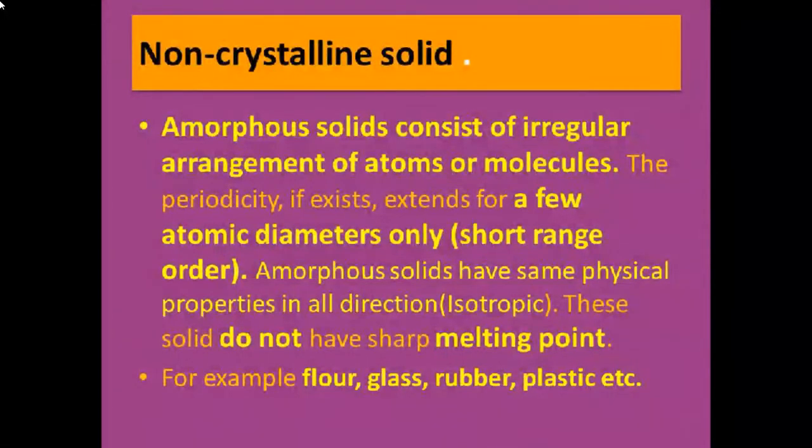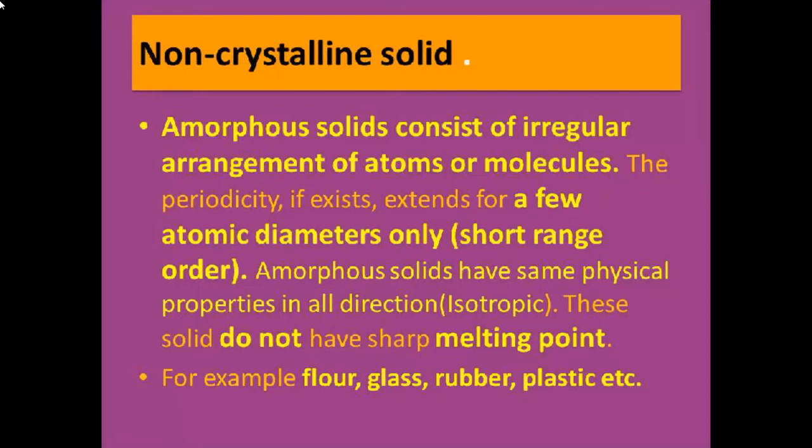On the other hand, amorphous solid consists of irregular arrangement of atoms or molecules. Amorphous solid means the molecules and atoms are not arranged in a regular or periodic pattern. It is the irregular arrangement of atoms or molecules. And the periodicity, if it exists, extends for a few atomic diameters only. If there is a periodicity, then it extends only to a certain atomic diameter, and that is a short range order.